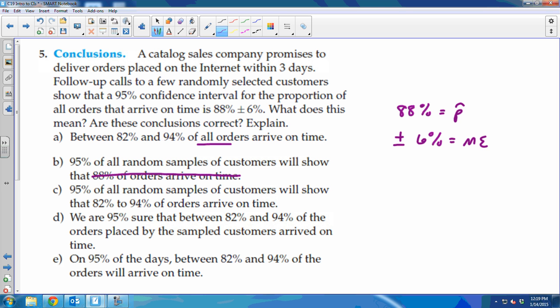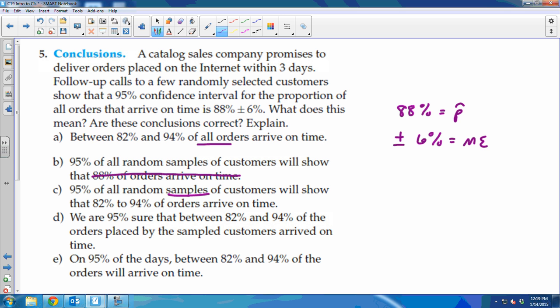On C, 95% of all random samples of customers will show that 82% to 94% of orders arrive on time. That's not true technically. Again, 95% of samples, we're not talking about samples. We're trying to talk about the true proportion, right? 95% of samples should catch what P is, but 95% of samples don't have to have the same interval that I have, right? Again, if all of you guys had a different sample, you would all have a different interval. So here they're still talking about samples. We're trying to get to like the true population here. We're trying to get somewhere else.